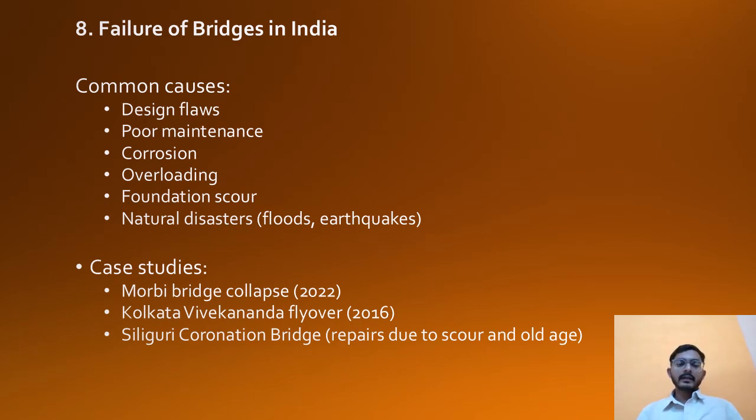So there are case studies of failure of bridges in India, and we can read about them, like the Morbi Bridge collapse, which collapsed in 2022. Then the Kolkata Vivekananda flyover, which collapsed in 2016. Then the Siliguri Coronation Bridge. This is an old bridge, and it was repaired due to scour and old age.